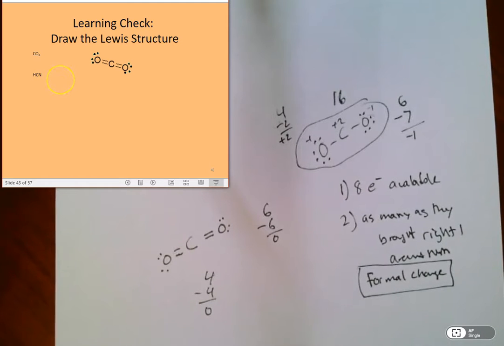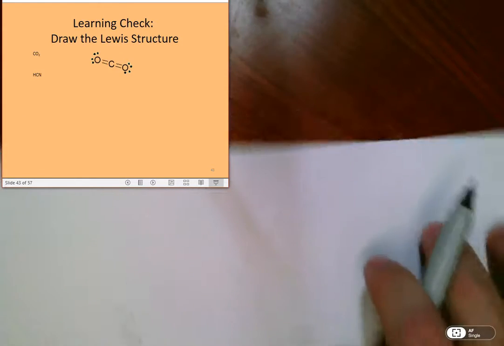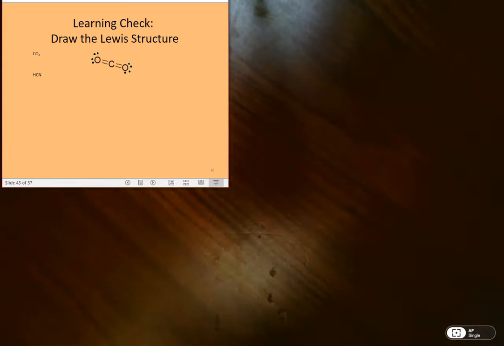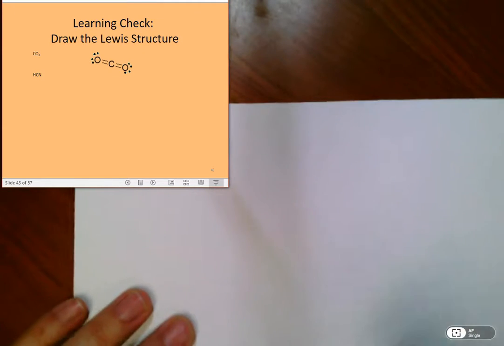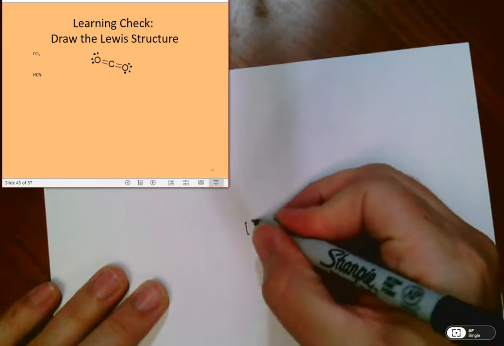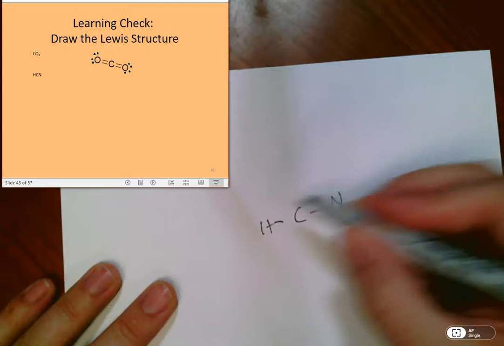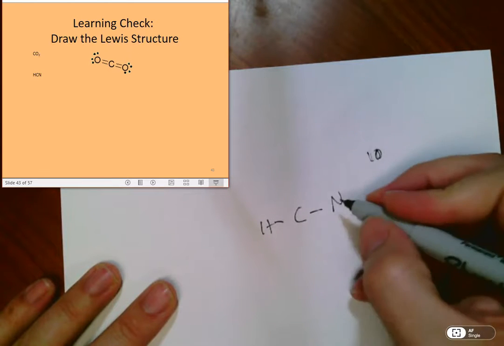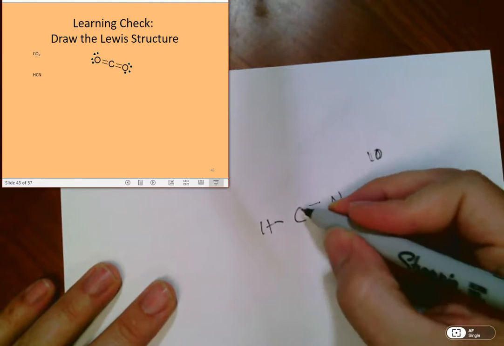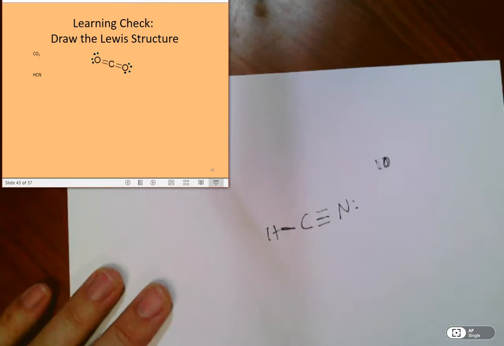So this structure, HCN, we have a central atom. The central atom is going to be the carbon. I'm going to put nitrogen and hydrogen on the outsides. Electrons in this, 4, 5, 9, 10, 10 electrons all together. I'm going to put some bonds here because I can see that carbon is going to need more electron density. So that ends up being the structure that's going to be good for this compound.